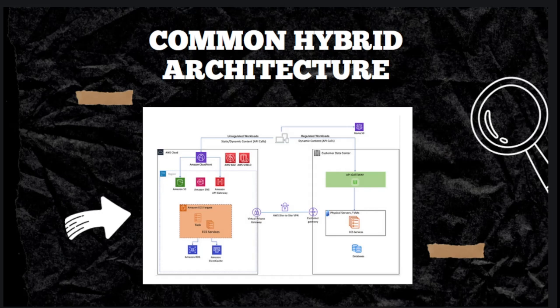So at the top, you see Route 53. This helps direct traffic, so unregulated API calls go to AWS CloudFront and API gateway. Meanwhile, sensitive regulated calls get routed back to the data center.